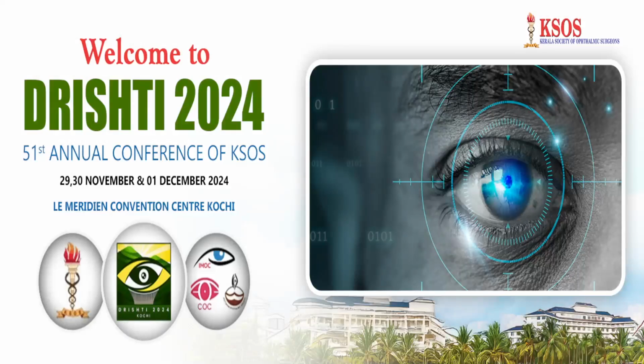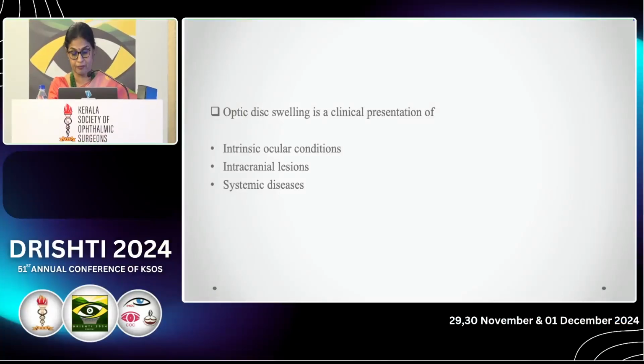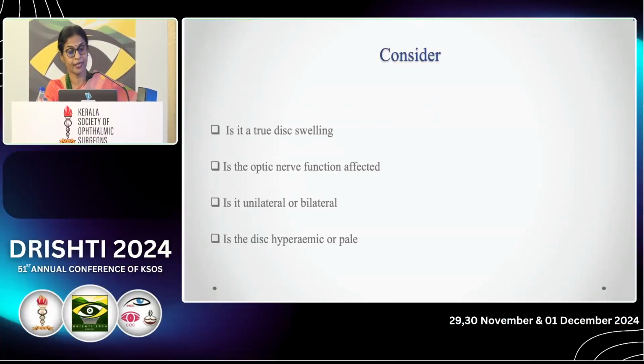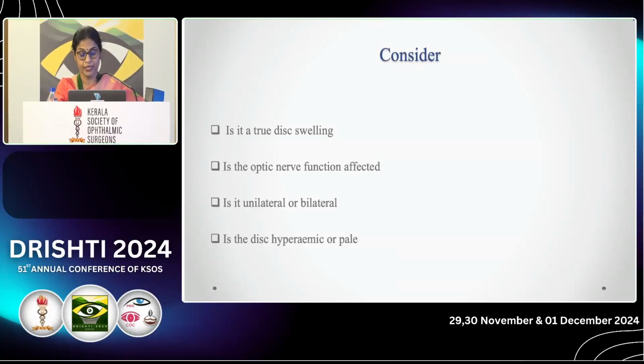Okay, good morning. Now let's see some of the common causes of optic disc edema. Now when you see an optic disc swelling, it may be due to an intrinsic ocular condition, an intracranial lesion, or a systemic disease. Now when you examine a disc, find out whether it is a true disc swelling. Is the optic nerve function affected? Is it unilateral or bilateral? Is the disc hyperemic or pale?